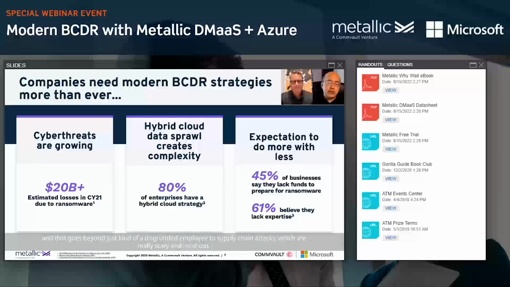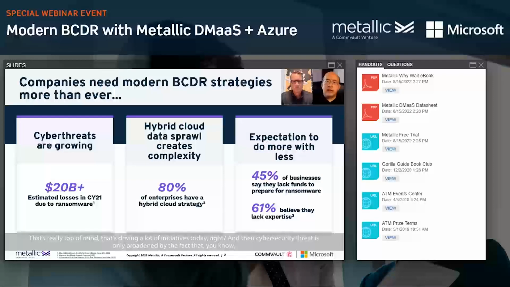And that goes beyond just a disgruntled employee to supply chain attacks, which are really scary and insidious. But really, that's the number one thing that I find when talking to customers and others in the industry. That's really top of mind. That's driving a lot of initiatives today, right?